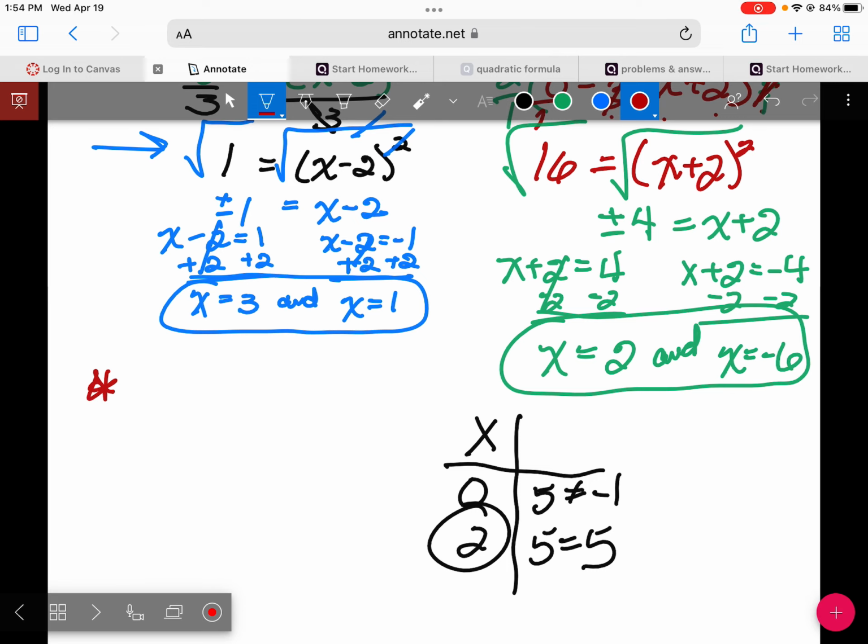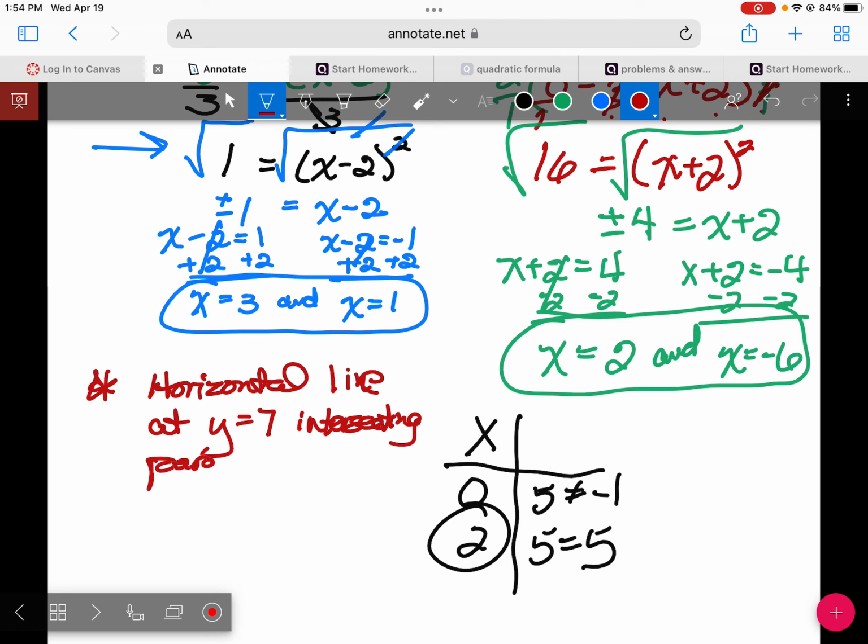So basically, I did this, it's really weird. I said we would see a horizontal line at y equals 7, crossing the parabola, or intersecting, you could say, intersecting the parabola at 2 points. That's all I have. It's not a big thing.